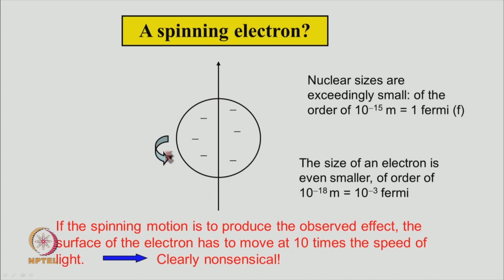So, this is the spinning model of electron, which is spinning in this fashion. This is the electron, negative charge is here. Nuclear sizes are exceedingly small, of the order of 10 to the minus 15 meter, what is called 1 Fermi, and electron size is even smaller, about 1000 times smaller than this. So, if the electron's rotation of this kind is actually producing the observed effect, the surface of the electron has to move at 10 times the speed of light. So, clearly this is nonsensical.